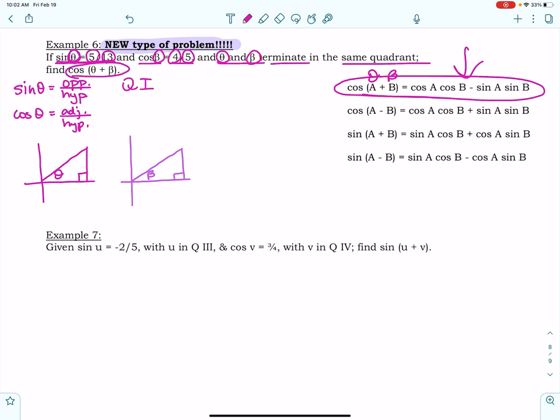All right, so sine theta, remember, is opposite over hypotenuse, so the opposite of theta is 5, and this is 13. I need to use my Pythagorean theorem to find the other value. So I've got x squared plus 5 squared equals 13 squared. That's x squared plus 25 equals 169. X squared is equal to 169 minus 25, which is 144. The square root of that is 12. So x equals 12. That's this side right here.